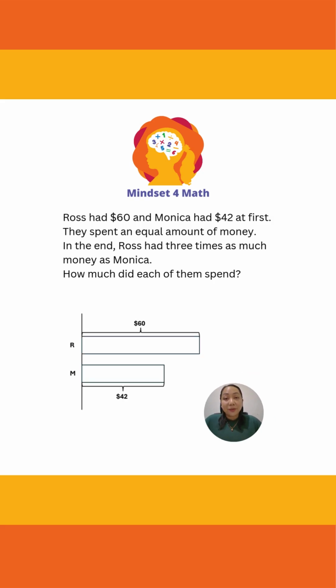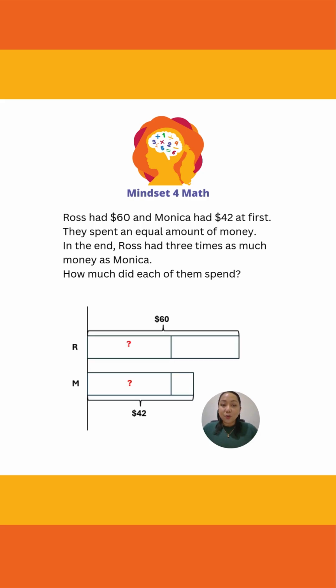Since we are comparing the money of Ross and Monica here, we are going to use the comparison model. We'll start with the straight line and the labels R and M on the left side. For Ross, we are going to draw a long bar and we will label that $60. As for Monica, we are going to draw a shorter bar and we will label it $42.